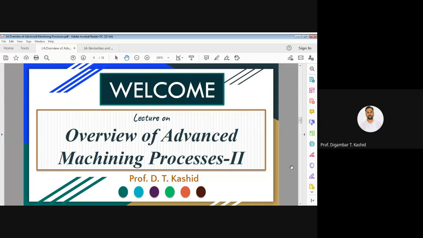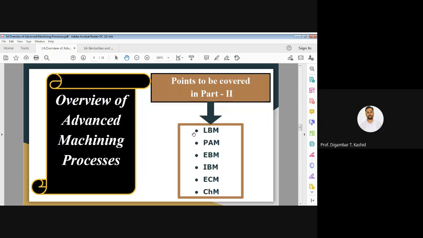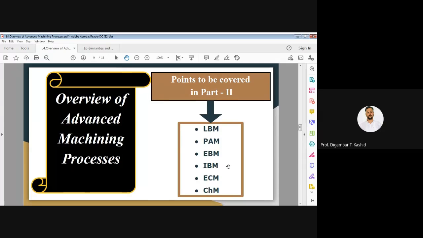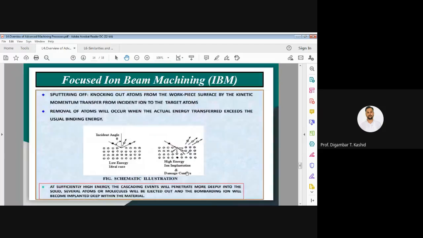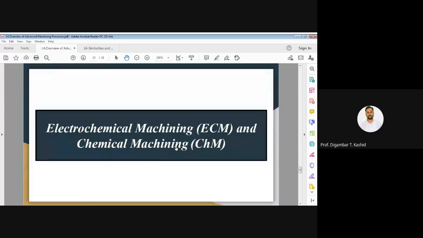So, in continuation with our last lecture regarding the overview of advanced machining processes, today we will discuss the remaining advanced machining processes. Yesterday we went through laser beam machining, plasma arc machining, electron beam machining, and focused ion beam machining. Today we will start with electrochemical machining and chemical machining.